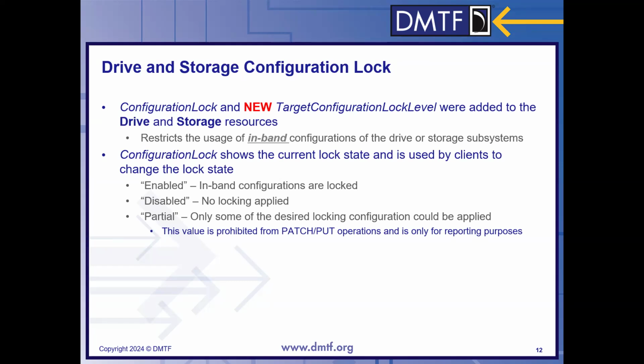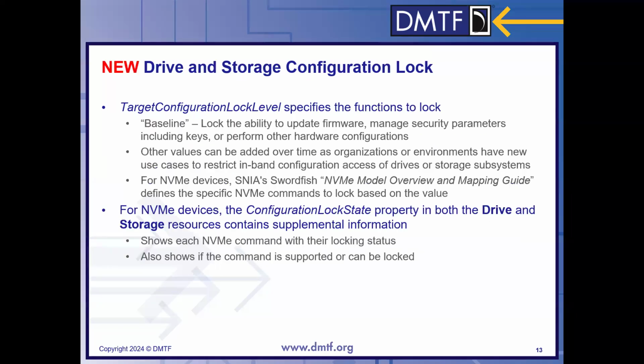maybe only some of the locking was successfully applied and some was not. And so that's where that partial state comes in, is that when a manager receives a locking request to apply lock settings to a drive, maybe only half the settings were applied. And so this is an indicator to the user that not everything was locked per your specification. You can't tell the manager to do a partial lock. This is just for reporting purposes only. Now, if we go to the next slide.